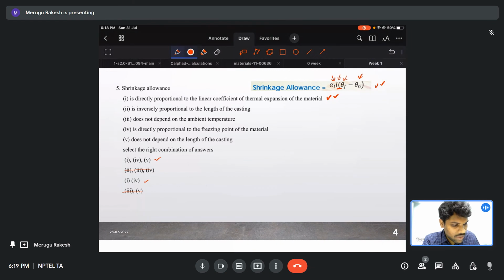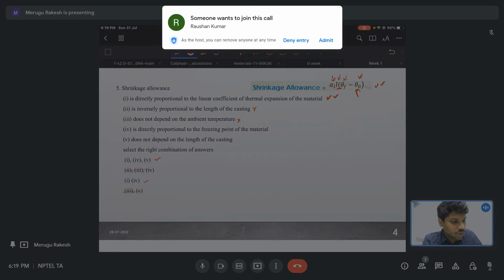If you see option A and B, there is no option 2. So we have to go for the next option: does not depend on the ambient temperature. No, it is wrong, because it will depend upon the ambient temperature, because there is theta naught in the formula. So option 3 is also wrong, and option 3 is also not there. So option 4 is the deciding one: directly proportional to the freezing point of the material. Yes, that is the correct option. It is directly proportional to the freezing point.